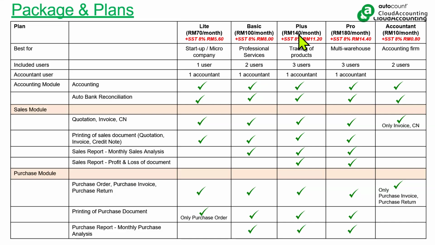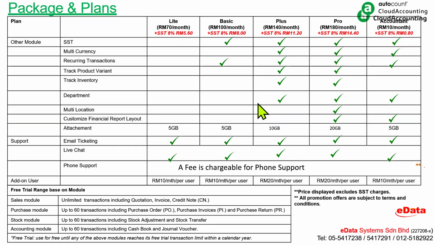Okay, now for plus onwards, it is all for trading of products. For those who have stock inventory, you need to go for the plus plan. For those who are not using stock inventory at all, you can go for the light, the startup plan, or the basic. Because basic, we have included SST. You can see that in basic, we have SST, right?